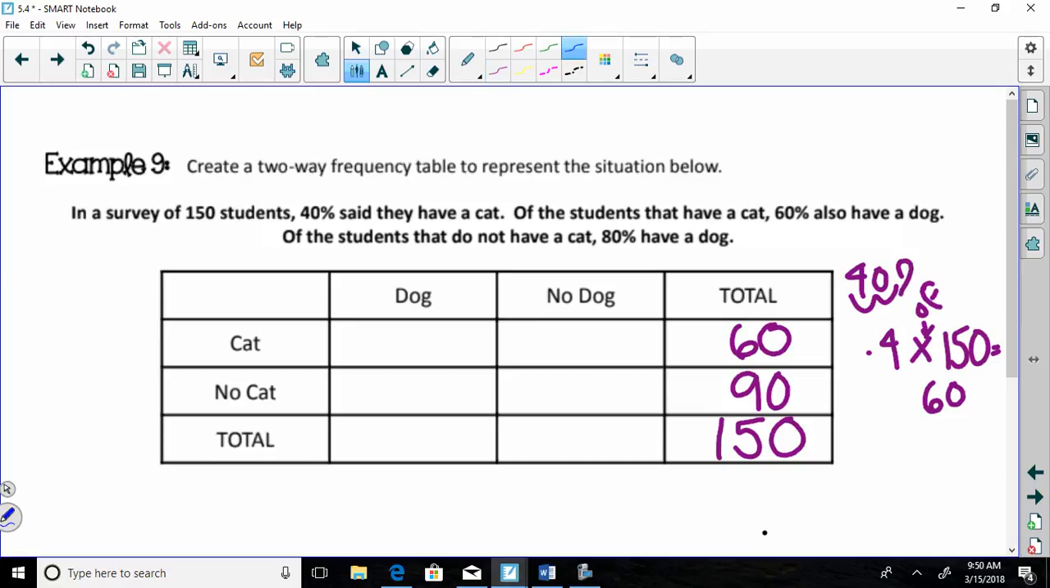Then it says, of the students that have a cat, so out of this row, 60% also have a dog. So now we're looking at this 60, right? Because there's 60 people. And 60% of them have a dog. So how would I find 60% of 60? 0.6 times 60. Yep, 0.6 or 0.60 times 60. Yeah, and you end up getting 36. And now you find the missing one. So what do you end up getting? 24. Then you put what? So 36 plus 24 equals 60.